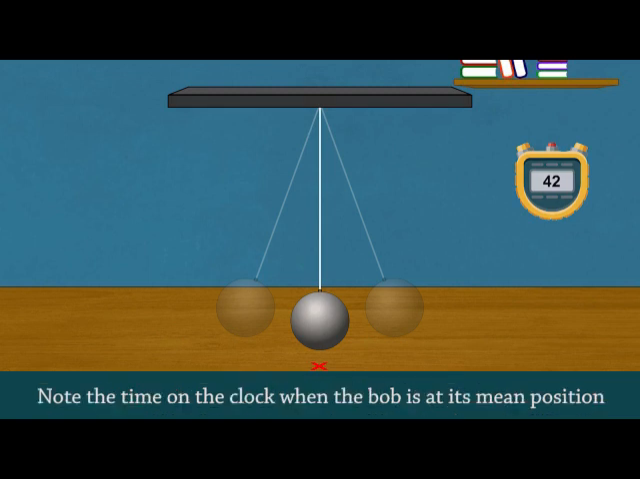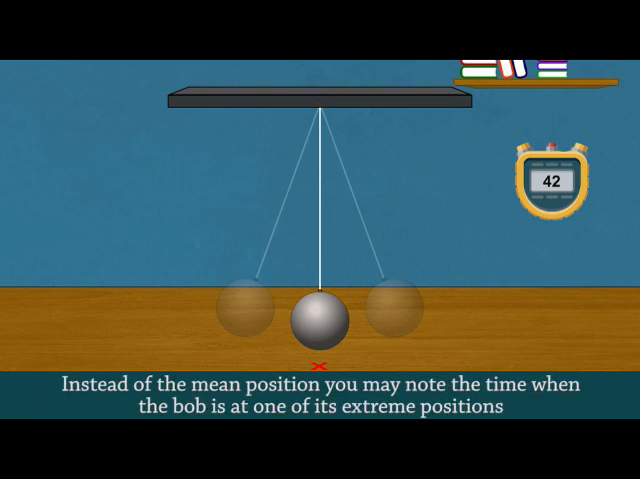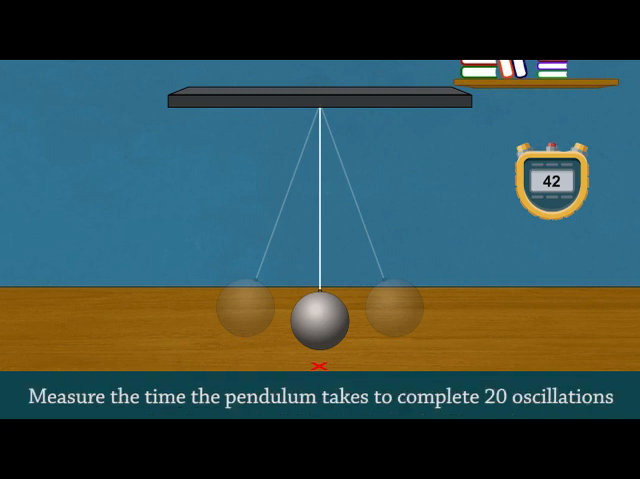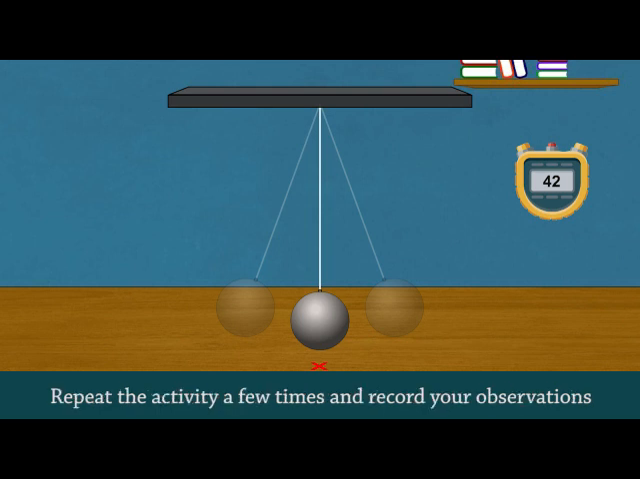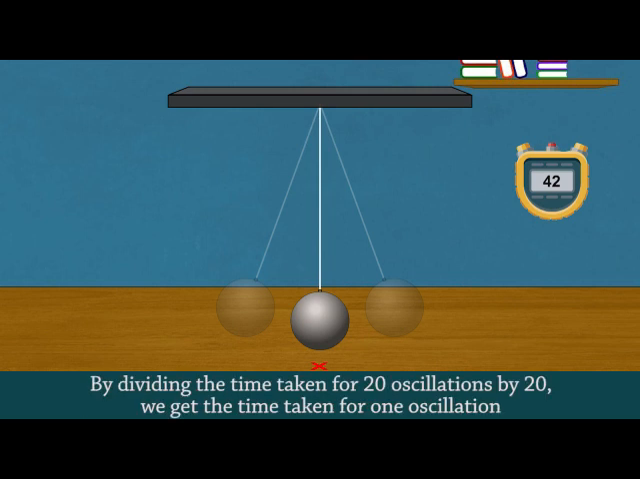Note the time on the clock when the bob is at its mean position. Instead of the mean position, you may note the time when the bob is at one of its extreme positions. Measure the time the pendulum takes to complete 20 oscillations. Repeat the activity a few times and record your observations. By dividing the time taken for 20 oscillations by 20, we get the time taken for one oscillation.